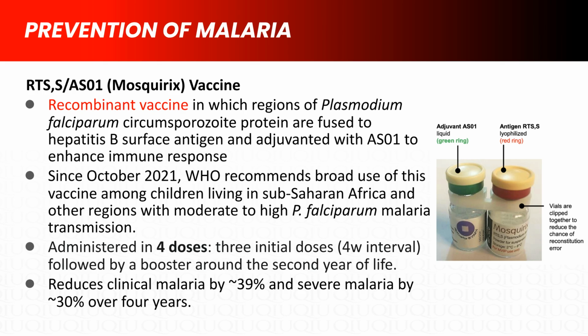The RTS,S vaccine, commercially named Mosquirix, represents a major advance. This recombinant vaccine fuses regions of P. falciparum circumsporozoite protein to hepatitis B surface antigen, adjuvanted with AS01 to enhance immune response. Since October 2021, WHO recommends its broad use among children in sub-Saharan Africa and regions with moderate to high P. falciparum transmission. It's administered in 4 doses with a specific schedule and reduces clinical malaria by approximately 39% and severe malaria by approximately 30% over 4 years, a significant public health achievement.